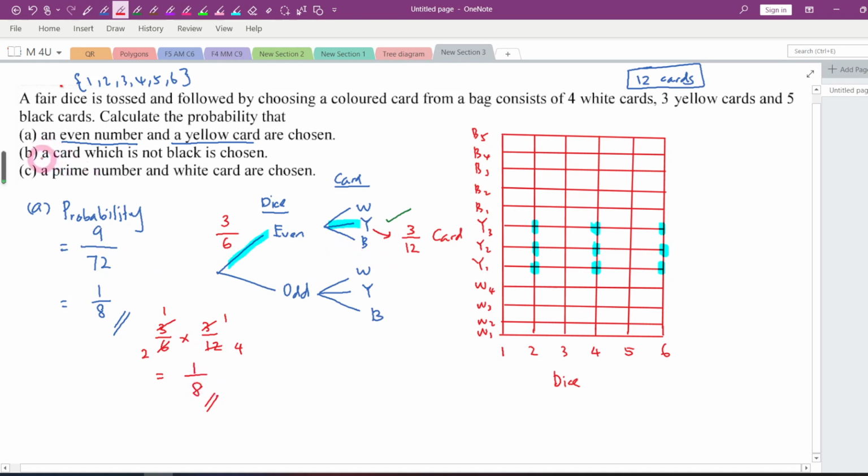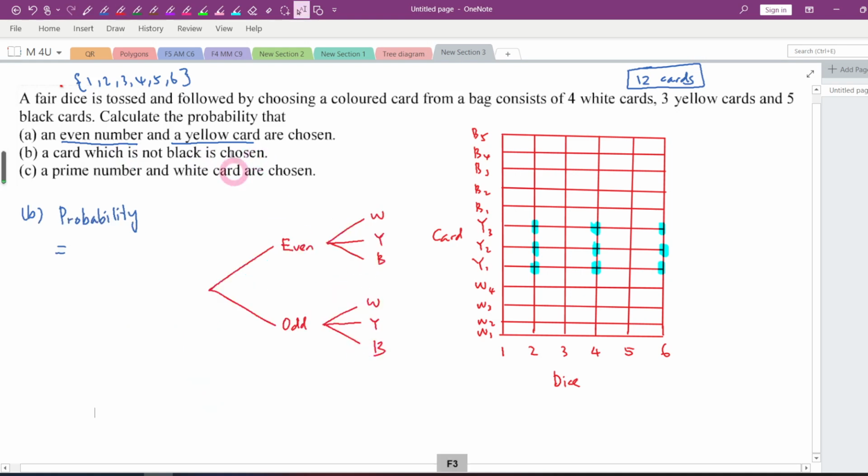Let's try another 2. Okay, now let's look at second part. Let me erase this one first. So same thing, I'm going to show you 2 methods using this and this tree diagram. A card which is not black is chosen. So for the dice, no matter what number is okay, as long as the card is not black.